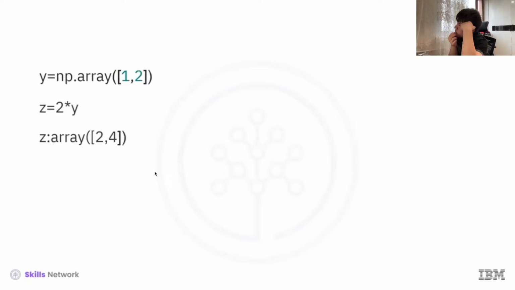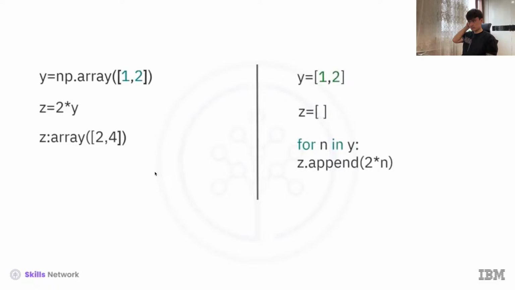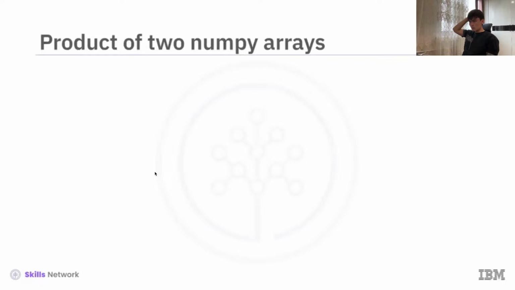Vector multiplication with a scalar only requires one line of code using numpy. It would require multiple lines to perform the same task as shown with Python lists on the right side of the screen. In addition, the operation would also be much slower. Hadamard product is another widely used operation in data science.